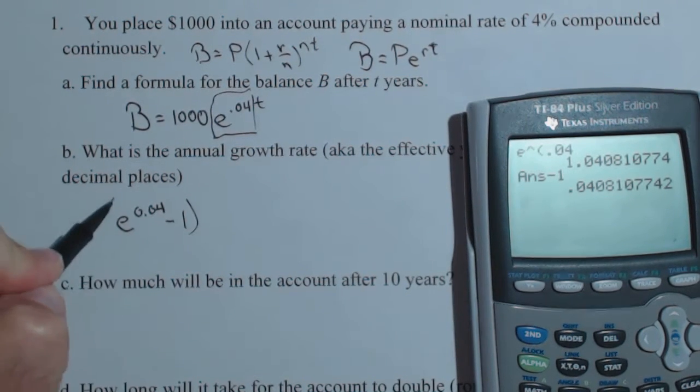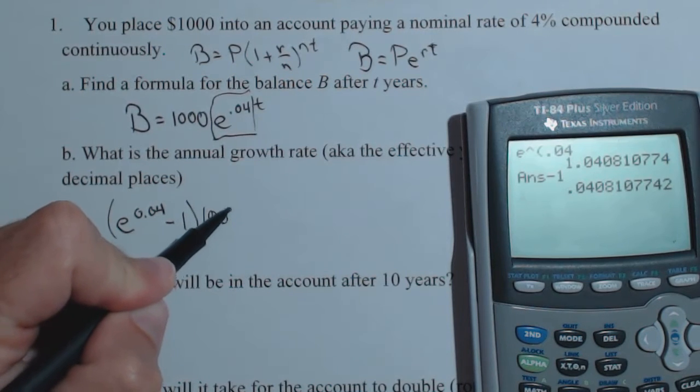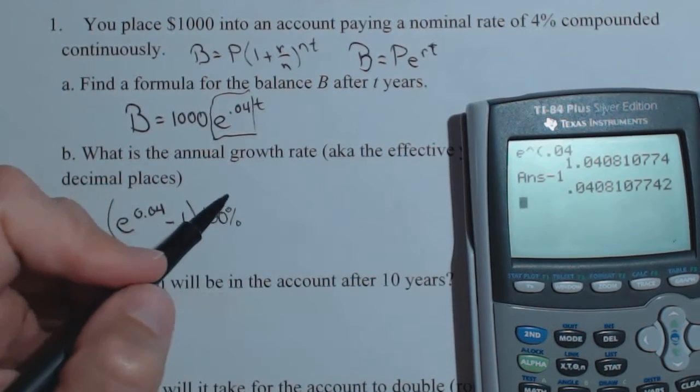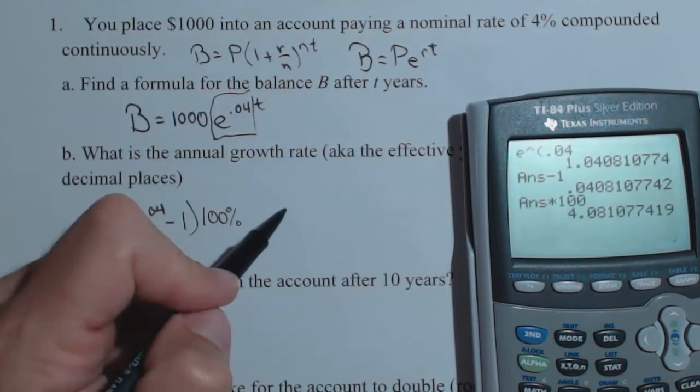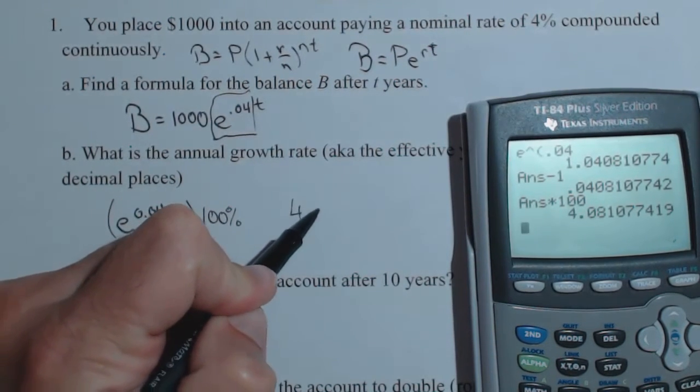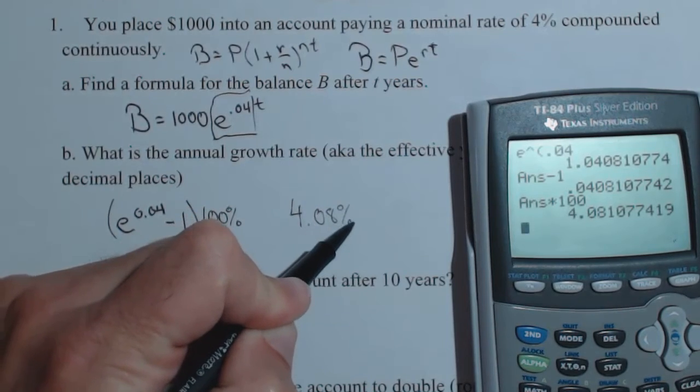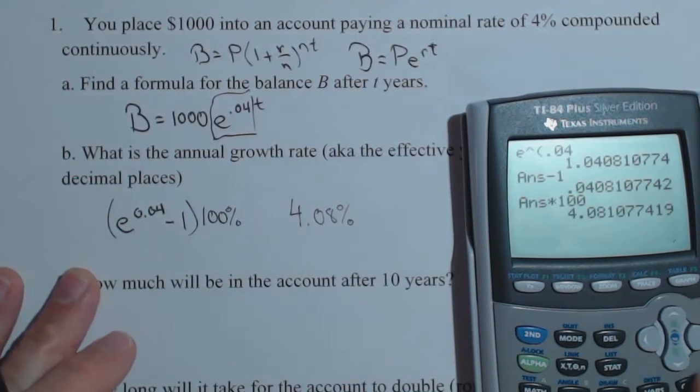So there it is as a decimal, and then we turn it into a percent by basically multiplying by 100. And rounding to two places, 4.08% is the effective yield.